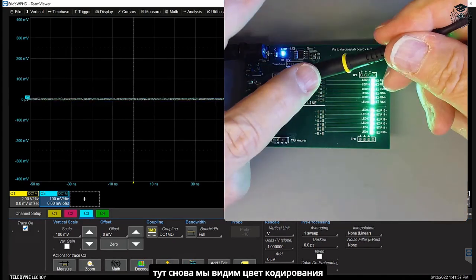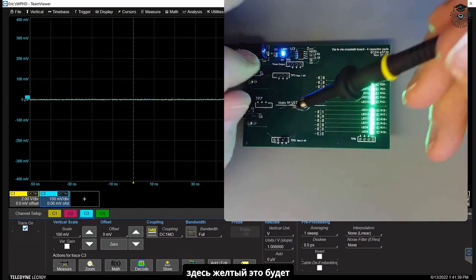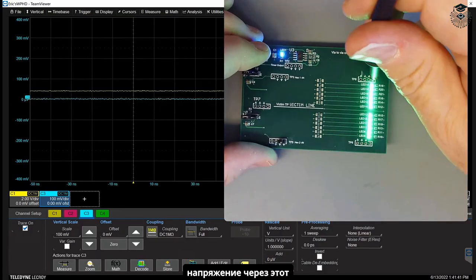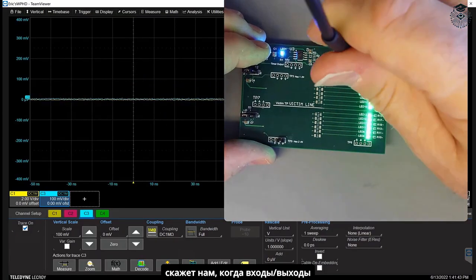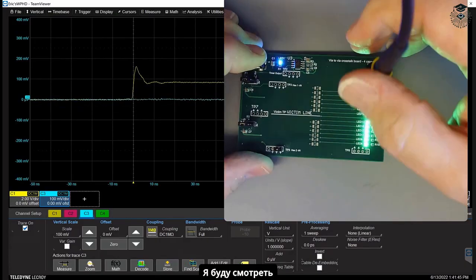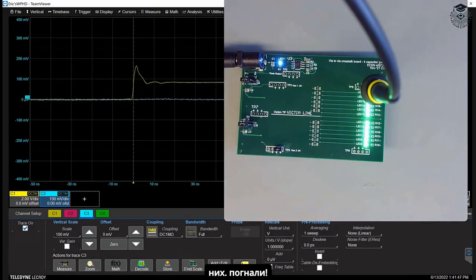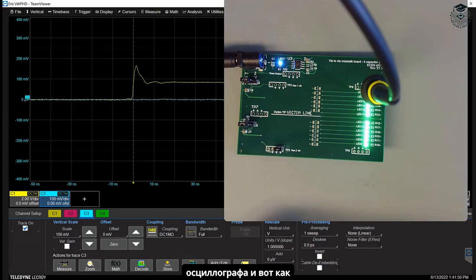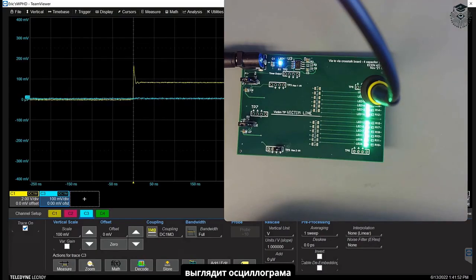Here, again, we're color coding. Here's yellow. This is going to be the voltage across that resistor. So it's going to tell us when the I/Os are switching. I'm only looking at one of them. And so here we go. We're looking at the scope trace, and here's what the signature of that current looks like.